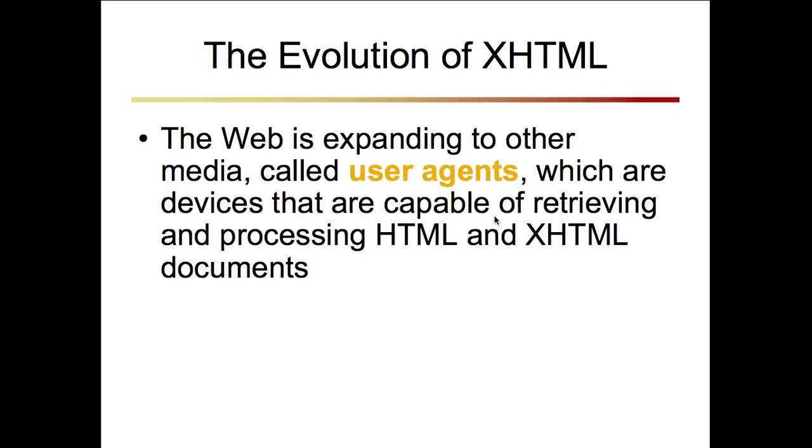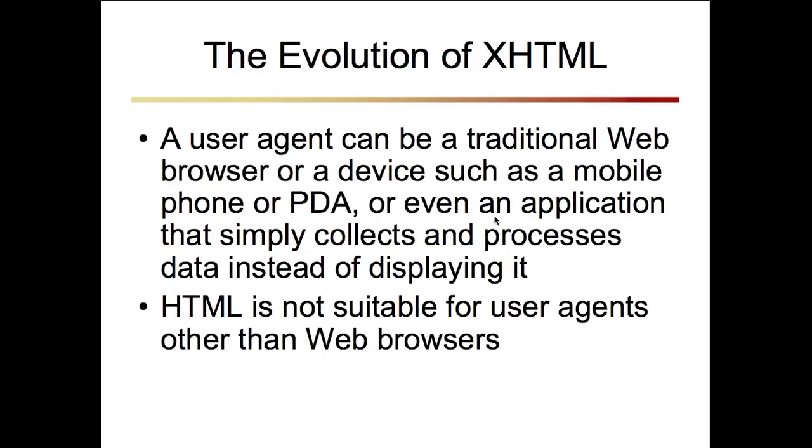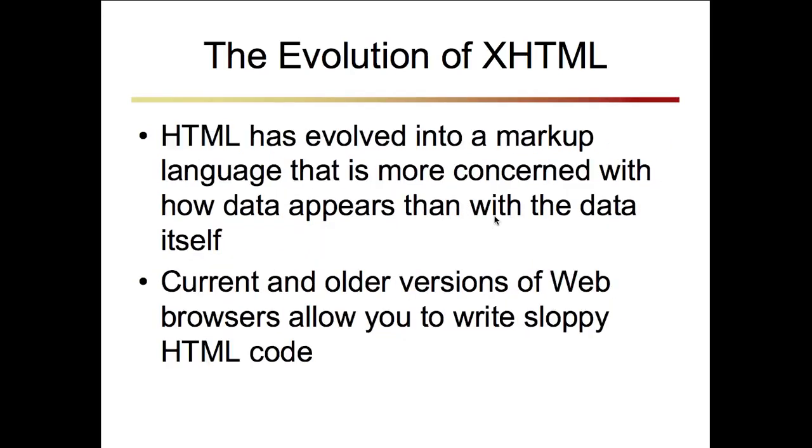So what do we got? Agents that are capable of retrieving HTML and XHTML documents. And I'll tell you about the difference in a few minutes here. So the agent can be a traditional web browser, or a device such as a mobile phone or a PDA, or an application that simply collects and processes and displays it. HTML is not suitable for user agents other than web browsers. So HTML is just used for web browsers.